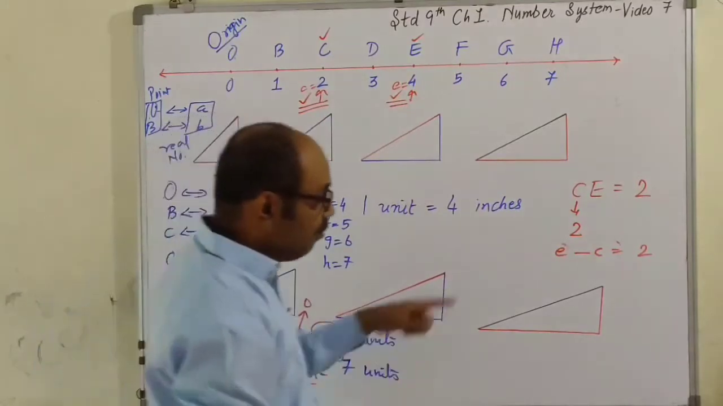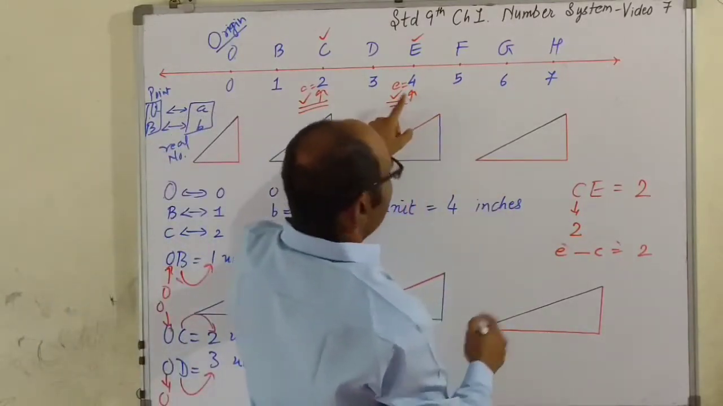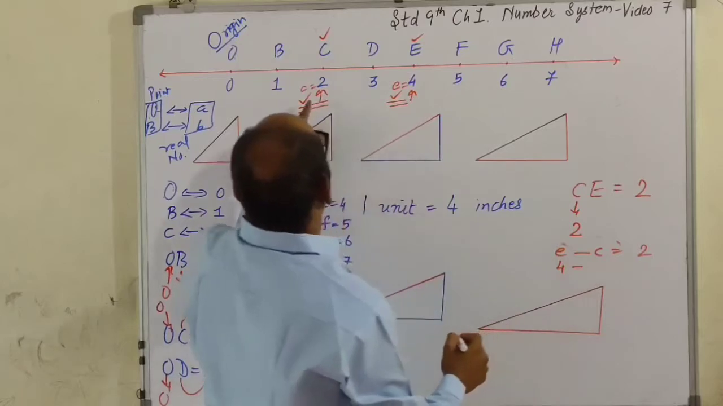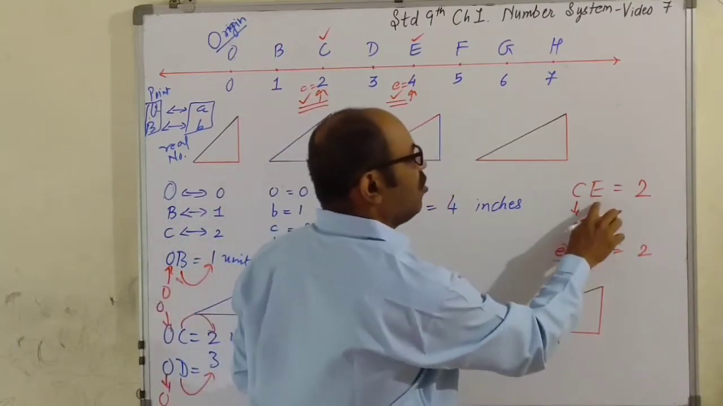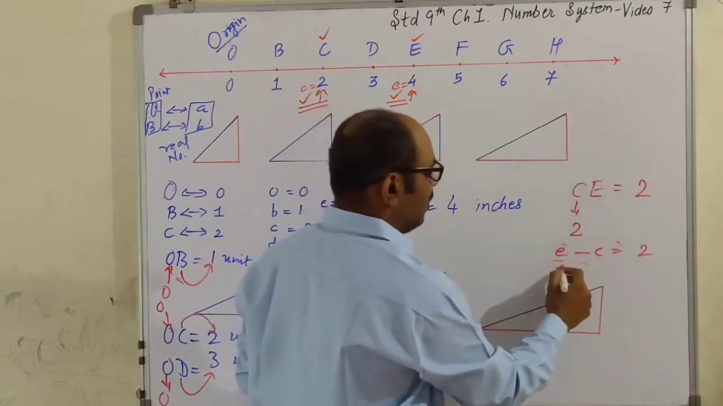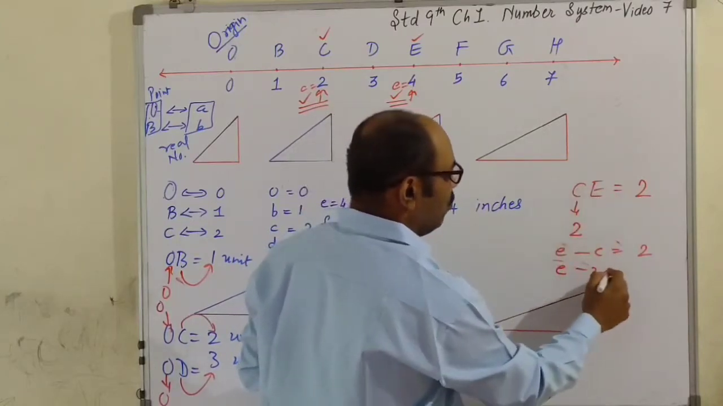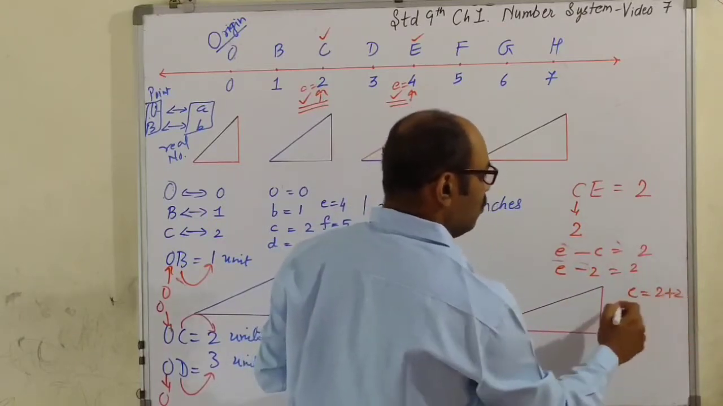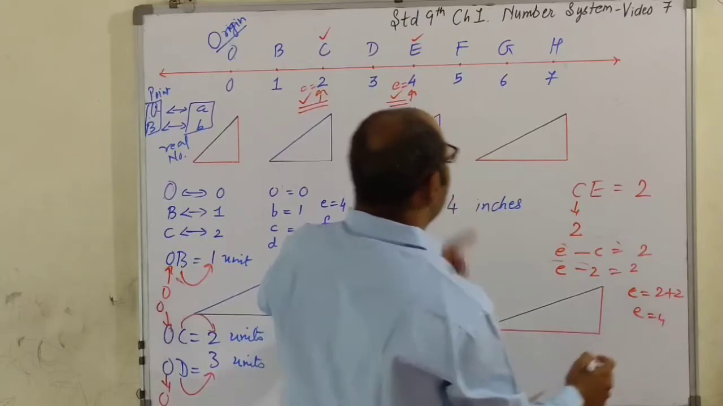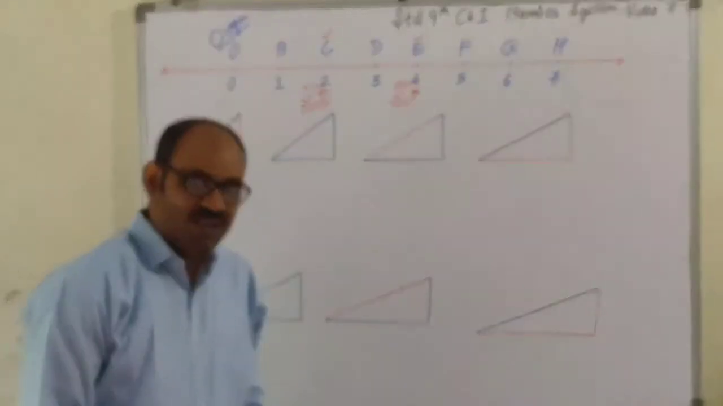Are you getting me? So I am putting the value. What is E? E minus what is C? E is not known here, understand it like this. And what is C? 2. That is equal to 2. So take 2 to the other side. So 2 plus 2, so E is equal to 4. Did you get it? E equal to 4.